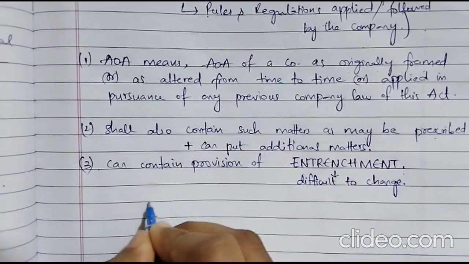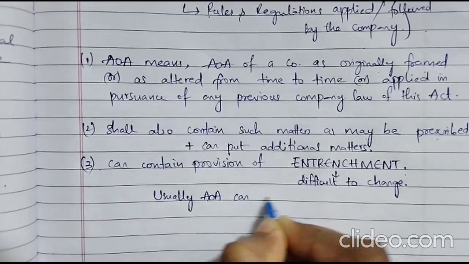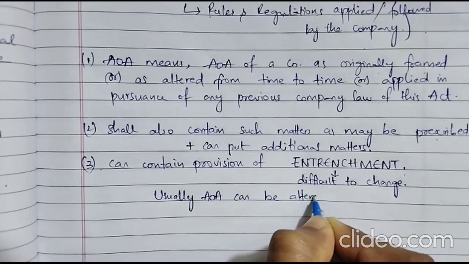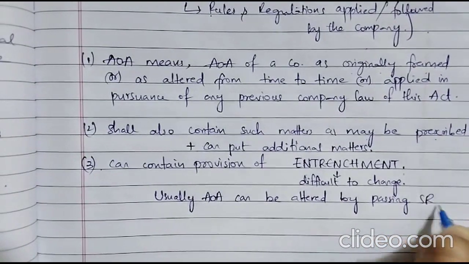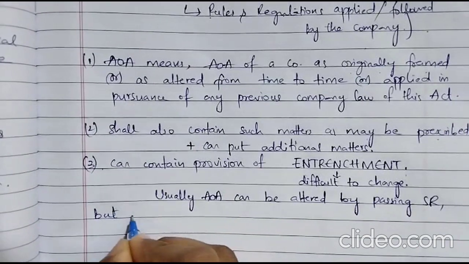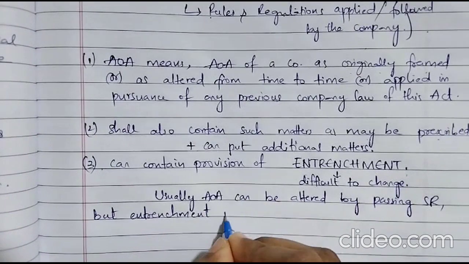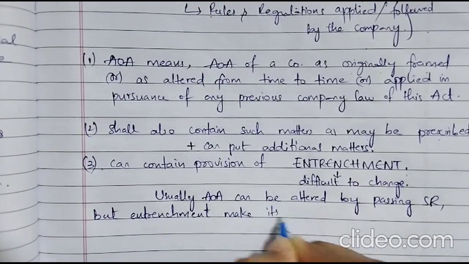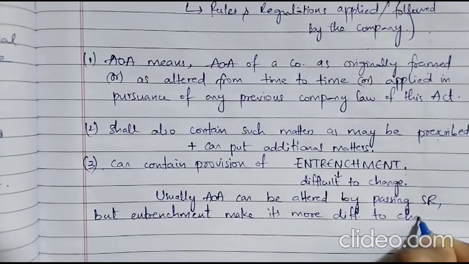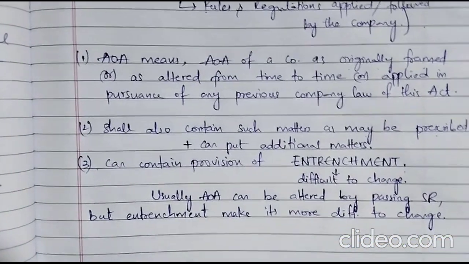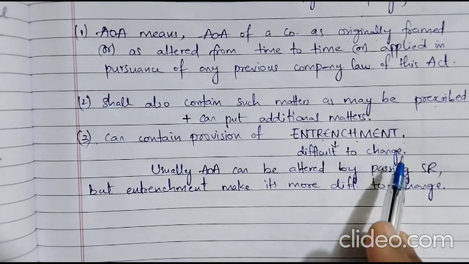Usually articles of association can be altered by passing special resolution, but entrenchment makes it more difficult to change. So if company want, they can include this provision too.